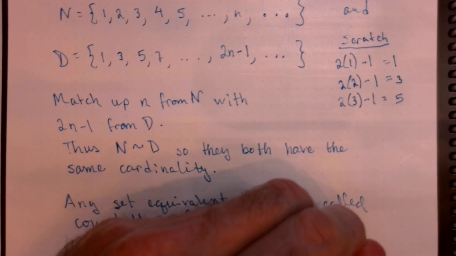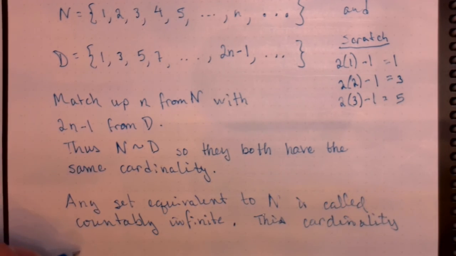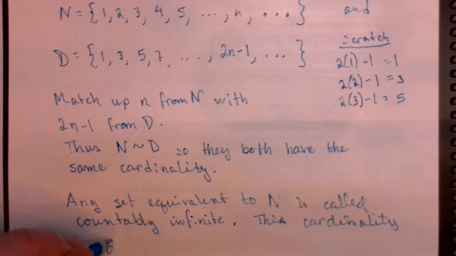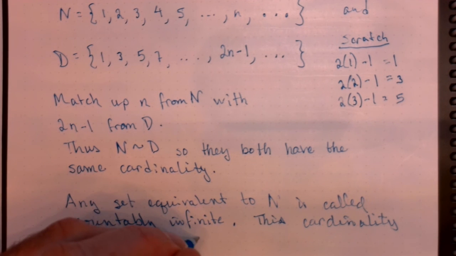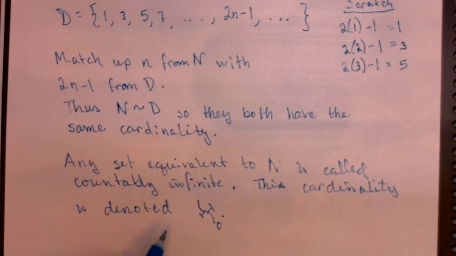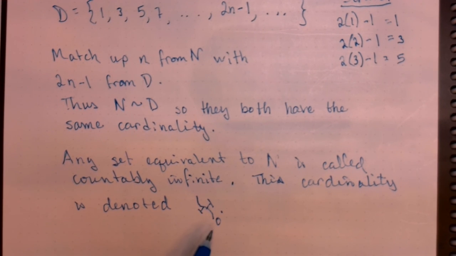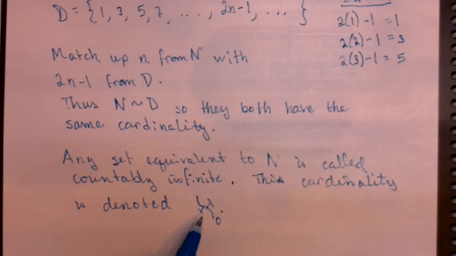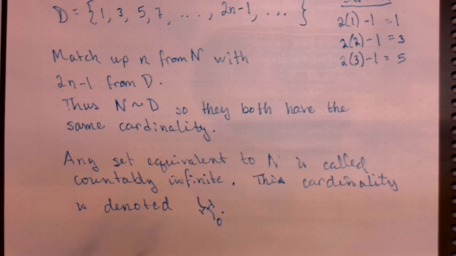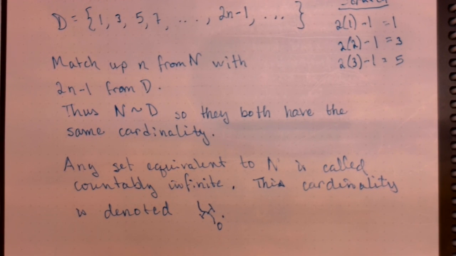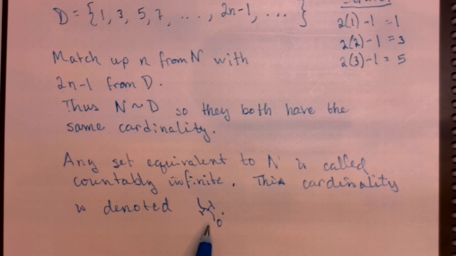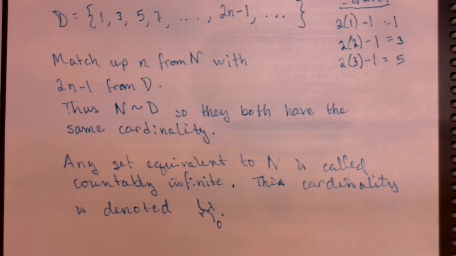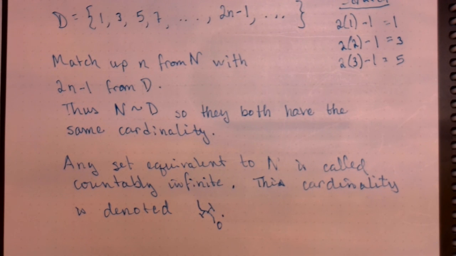and this cardinality is denoted by this symbol right here. This cardinality is denoted by Aleph naught. That's my best attempt at writing this symbol. It's actually the first letter of the Hebrew alphabet. Any set that you can put in a one-to-one correspondence with the set of natural numbers is called countably infinite, and that is the symbol for its cardinality. In our next video, we will discuss sets that have different cardinalities, infinite sets that have cardinalities that are different than Aleph naught.